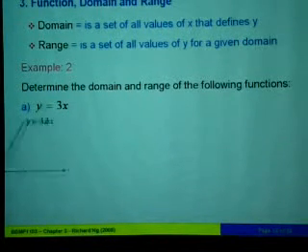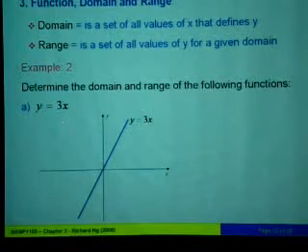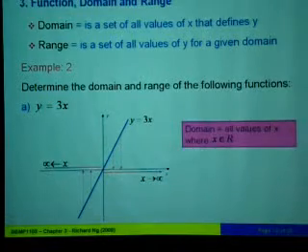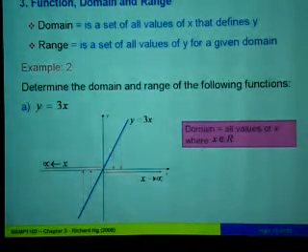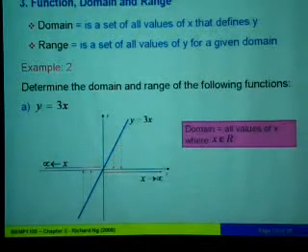Okay, the first line, y equals to 3x. So the first step is to draw the line. Alright, so we have y equals to 3x. Then take a point from the line and then draw dotted line towards the x-axis. Alright, so we draw dotted lines towards the x-axis.